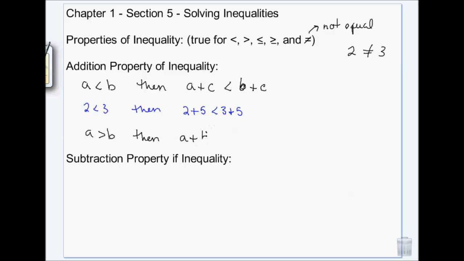A plus C is greater than B plus C. So if I add the same thing to both sides, the inequality doesn't change. Same thing for subtraction. If A is less than B, A minus C is less than B minus C. So if I take the same thing away from both sides, for example, 10 is less than 19.